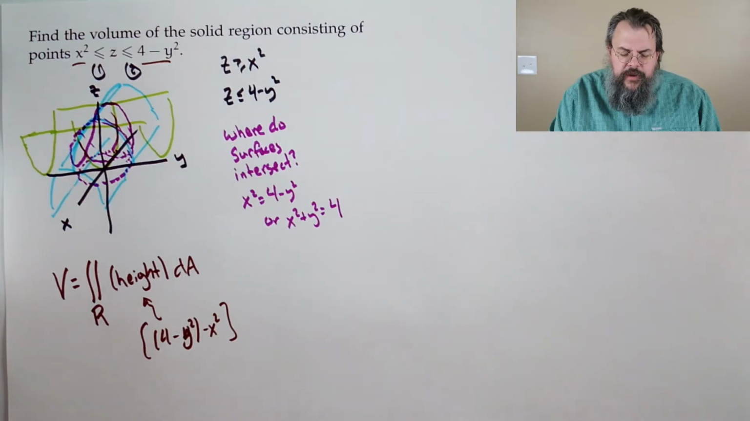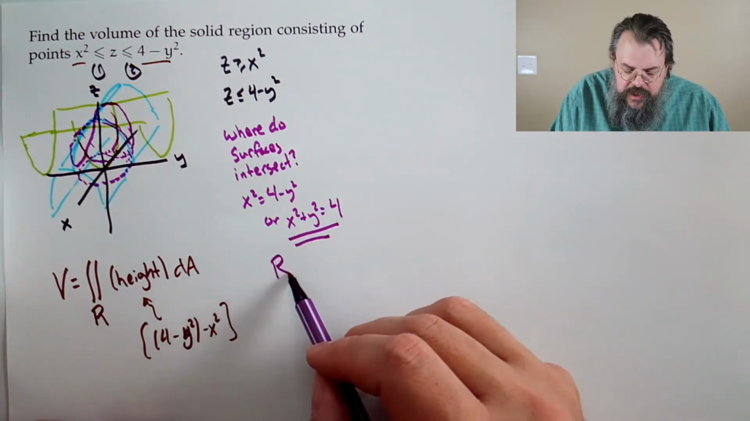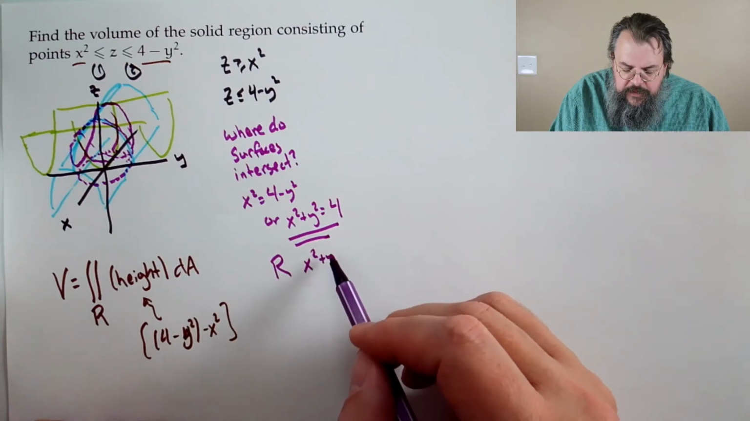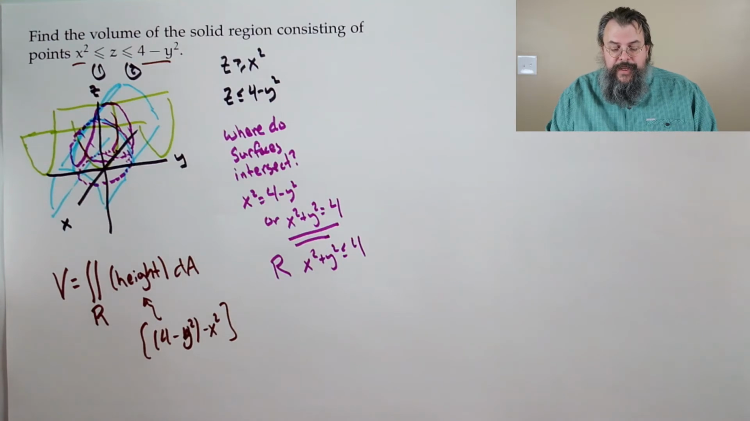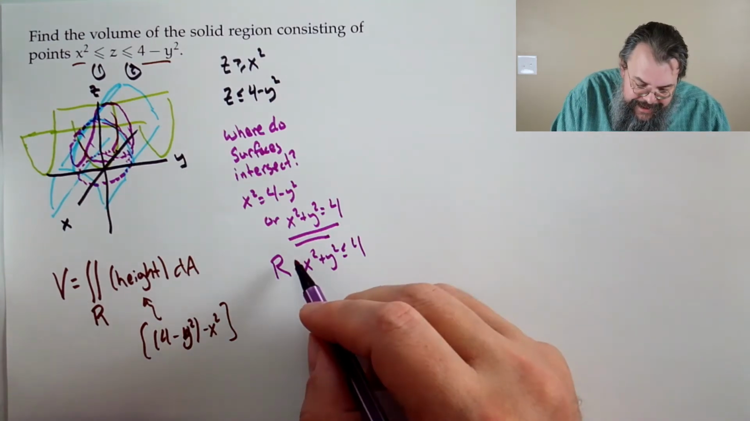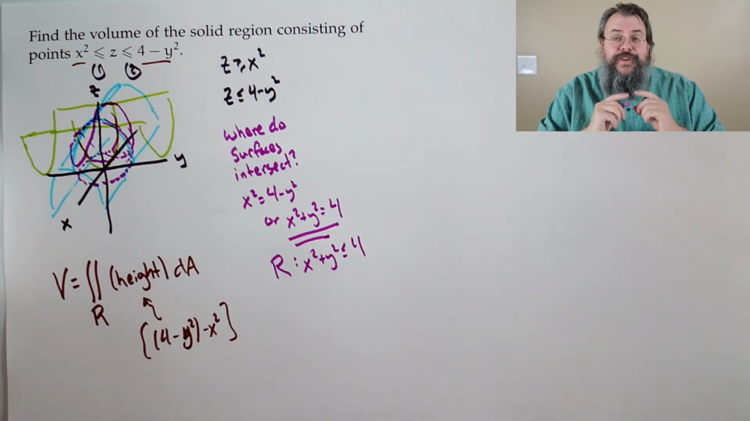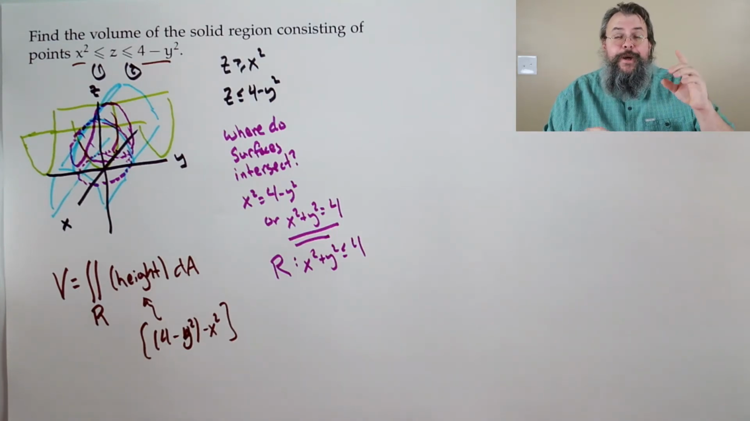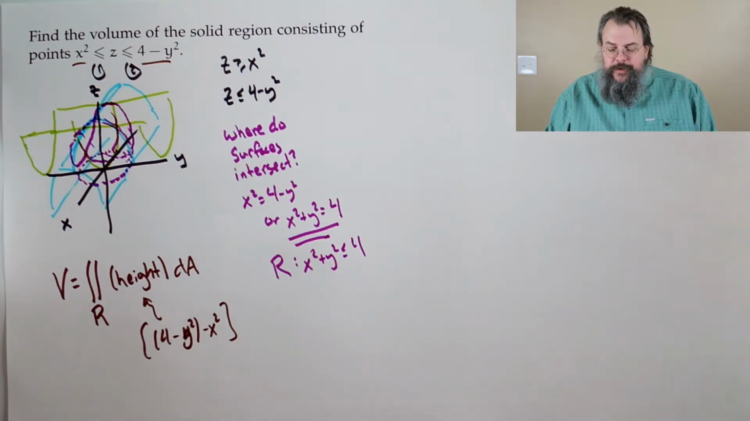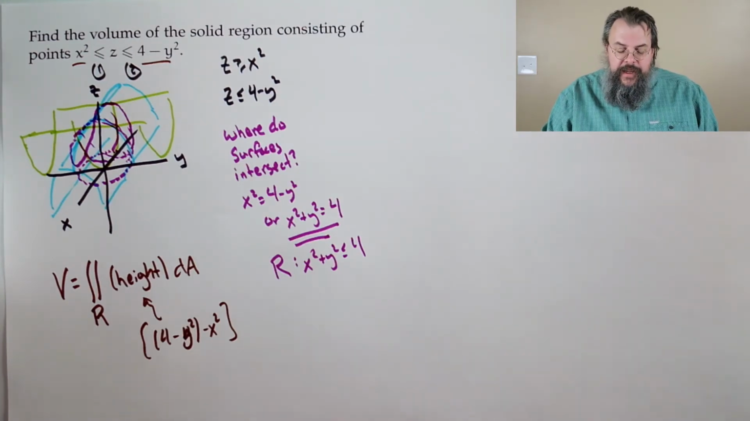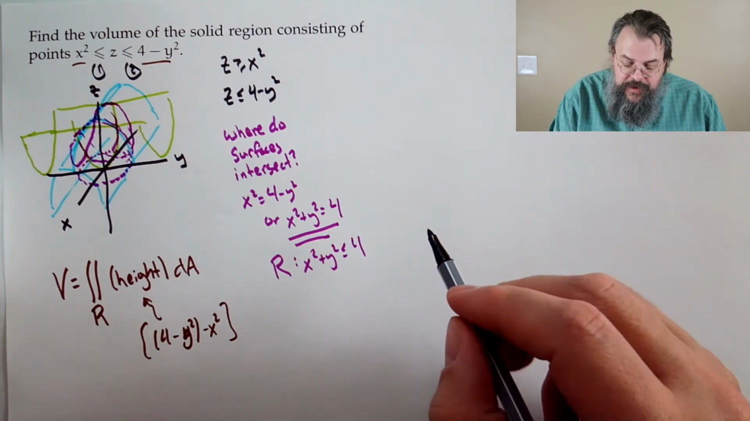Perfect. This says this is where they intersect, so our region is going to be the things where x squared plus y squared is less than or equal to 4. Cool. So because we see a circle, polar. Circles are fantastic for integration using polar coordinates. And now we're like, this is exactly the right day to do this problem.